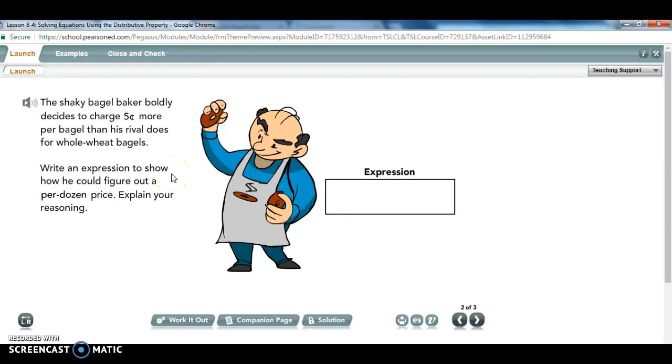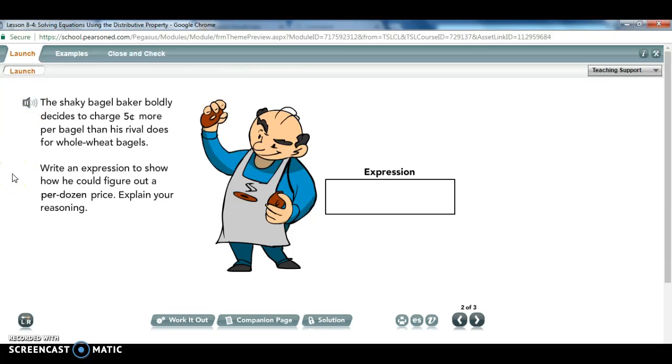This is lesson 8-4. We're solving equations using the distributive property. This is the last lesson in topic 8 that we're going to be going over before we take a test. We'll start off with the launch problem. Try your hardest. It's okay if you don't know how to do the launch problem. Its purpose is to get your minds thinking in the right direction.